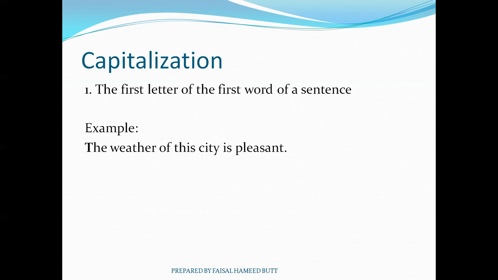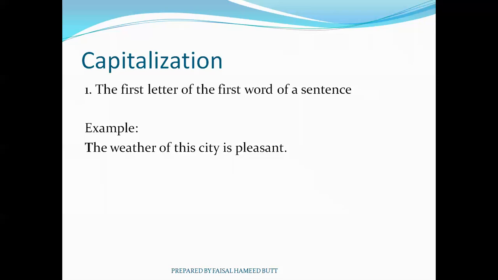Like, I have got an example here. If you see the example, the weather of this city is pleasant. This is a sentence. We are not going to define what a sentence is here. I'm sure everyone will have some idea about the sentence. We will have a lecture about sentence in future. But today, right now, we are just focusing on capitalization. What letter you are going to write in capital letter.